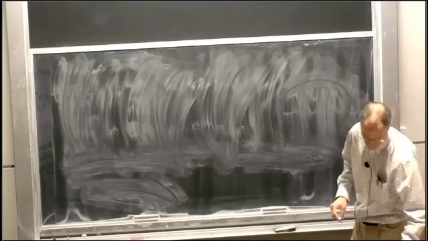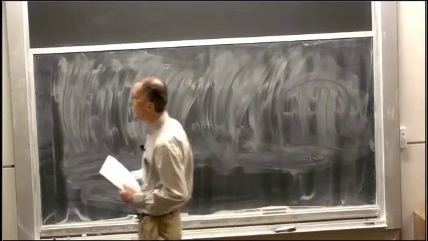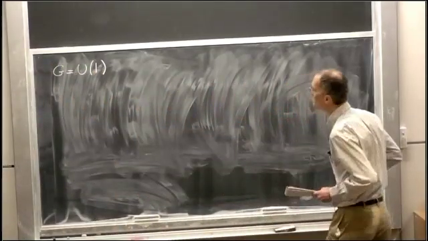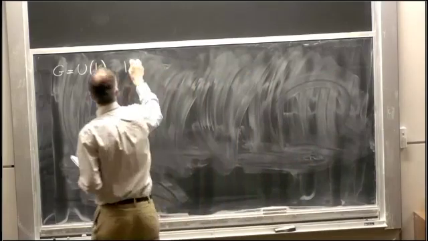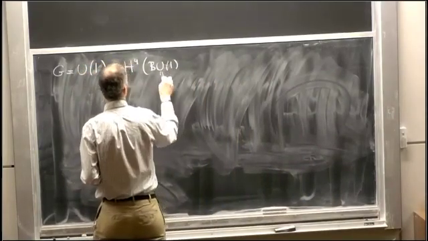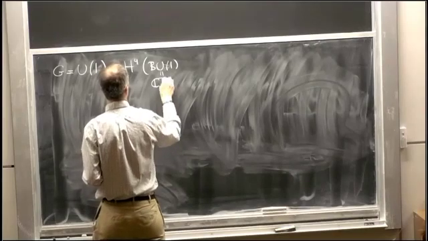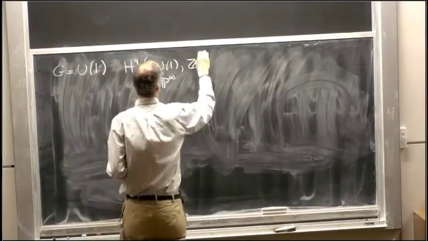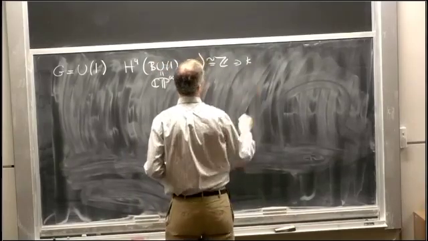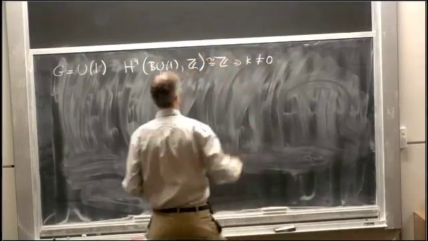So after all this grand stuff, we're going to descend just to G equals U(1). Okay? And H4 of BU(1), well, in this case, I could tell you what BG is. It's CP infinity with Z, and that's isomorphic to Z. So a level is just an integer, and non-degeneracy means it's not 0.